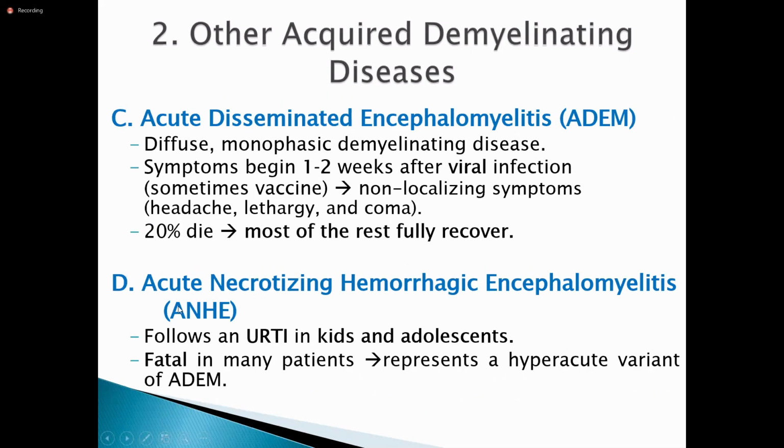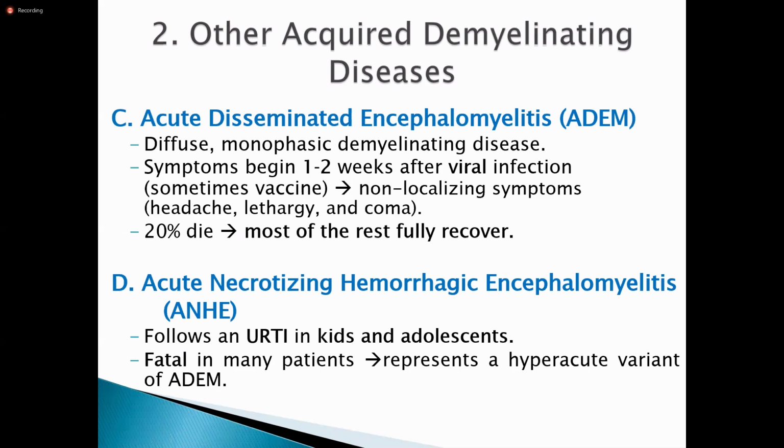The acute disseminated encephalomyelitis and acute necrotizing hemorrhagic encephalomyelitis are two diseases caused by viral infection. Okay, viral infection الاثنين. The ANHE is the more severe form of the ADEM. الاثنين زي بعض بس ال ANHE is more severe, following an upper respiratory tract infection in kids and adolescents، وممكن it might be fatal، ممكن البيشنت يموت منها.